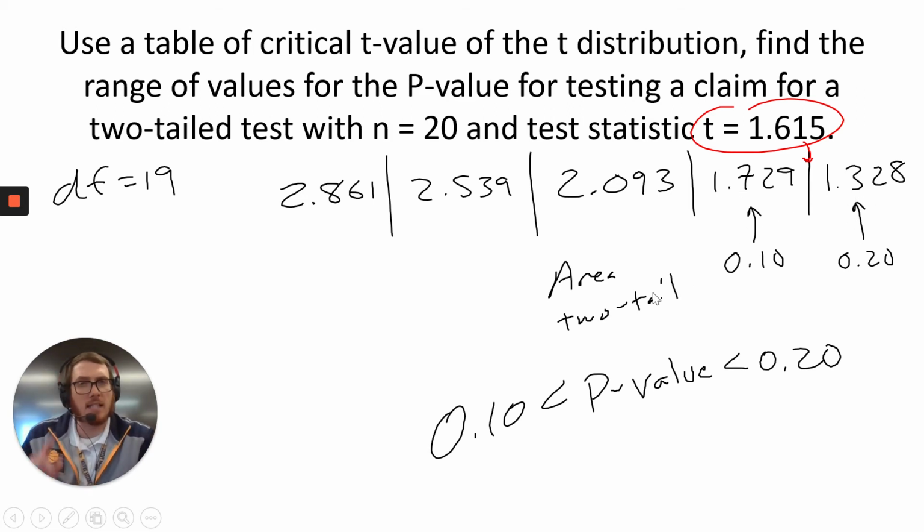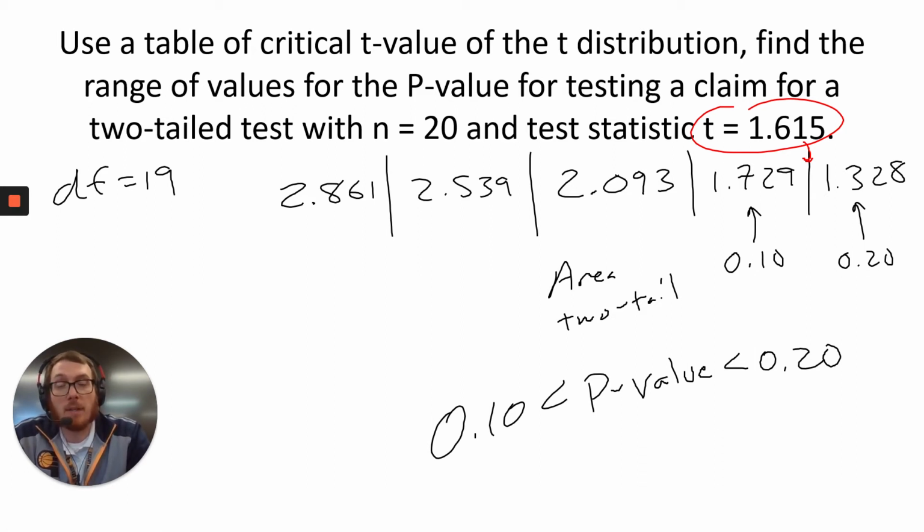But when I go up to the top, I have to look at the area of two tails this time because it's a two-sided test. And because of that, my test statistic for t is between the 0.1 and 0.2, so my p-value is at least 10%, but less than 20%. What this probably means is we're going to fail to reject the null hypothesis.